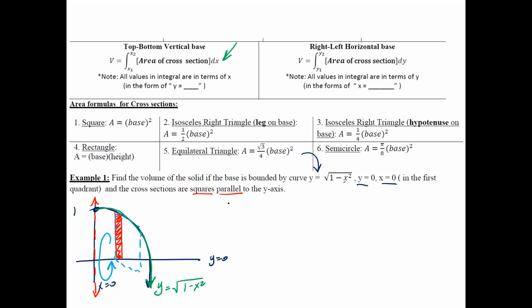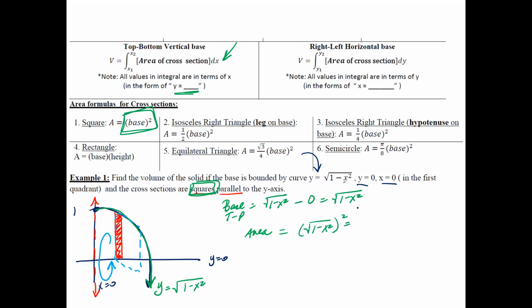Okay, so then let's go ahead and take a look at the base. The base is going to be top minus bottom. So the top, it's touching the green part, and everything with this one has to be solved for y in terms of x, which it is. So square root of 1 minus x squared minus the bottom. Bottom is y equals 0, so minus 0. So the base is just going to be square root of 1 minus x squared. Now the area is going to be a square, and remember for a square, the area is base squared. So my base is square root of 1 minus x squared, squared. So that's just going to be 1 minus x squared.